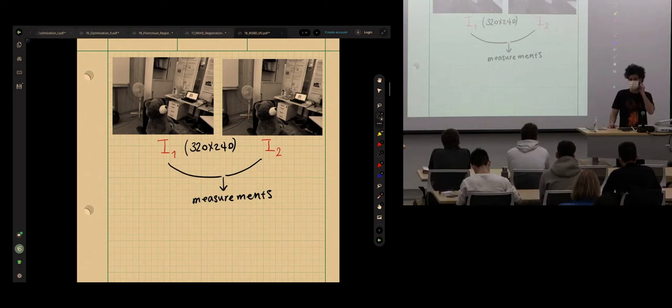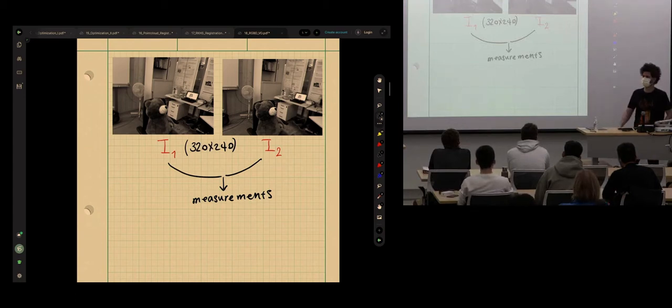But that will be probably too many pixels to work with. It takes longer to process them. So that's already more than 600,000 pixels. That's a lot of measurements for one time step.